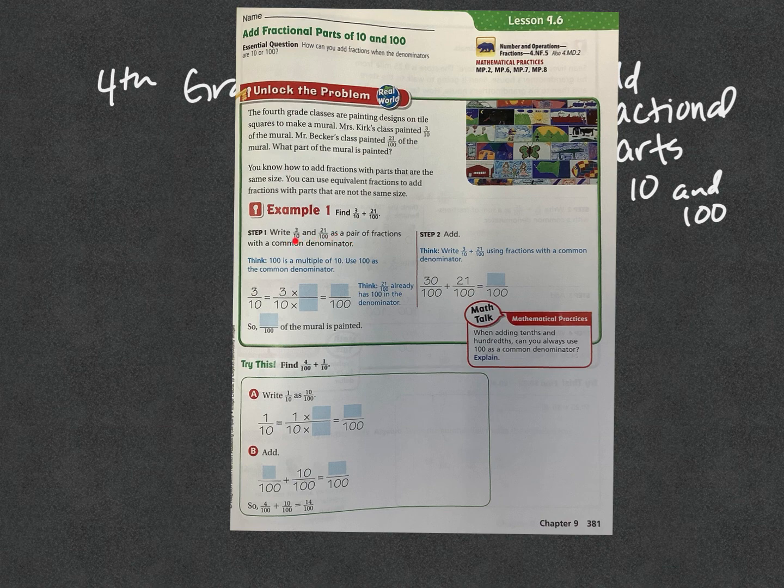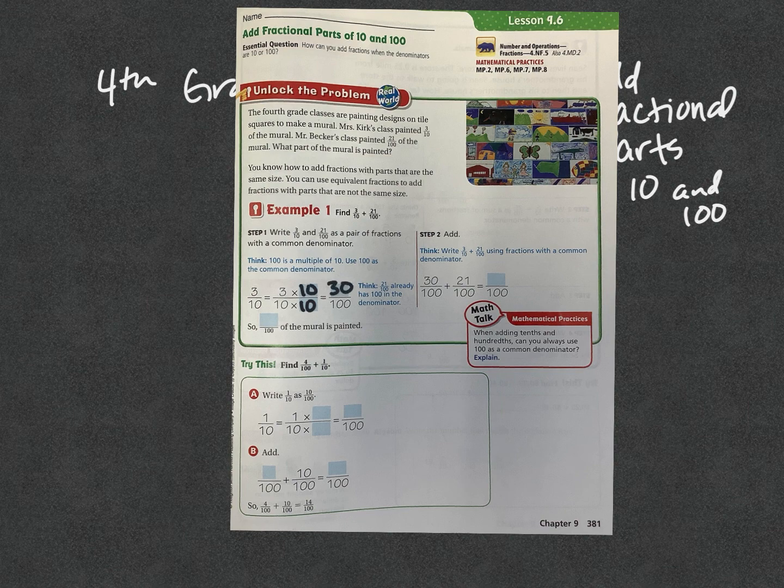But I already know that 10 times 10 equals 100. So I can get that 10 to become a 100. So that's what we're going to do to that fraction. We're going to do 10 times 10 to get the denominator to 100, so it matches that one. Whatever I do to the denominator, I must do to the numerator as well. 3 times 10 is 30.